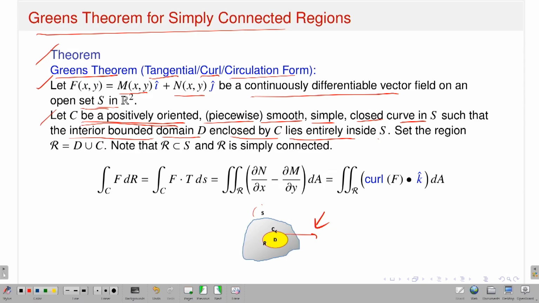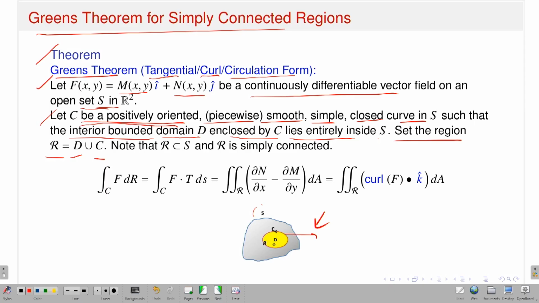So C is a positively oriented, smooth, simple closed curve in S, such that the interior region, which I have denoted in yellow color, that is the D, lies of course entirely in S. Now set the region R, which is nothing but the region enclosed by my simple closed smooth curve inside S, which is D, along with the boundary of my domain D, that I denoted as C. That means along with the curve C.